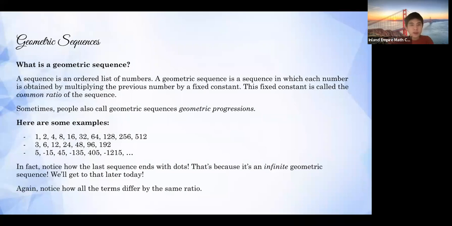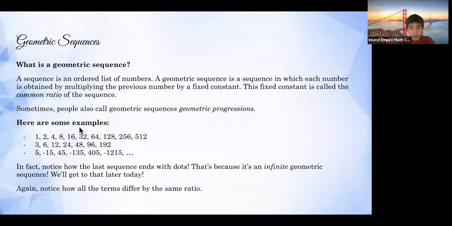So let's first start by defining what a geometric sequence is. As we covered in our arithmetic sequences class, a sequence is an ordered list of numbers. A geometric sequence is a sequence in which each number is obtained by multiplying the previous number by a fixed constant. This fixed constant is called the common ratio of the sequence. So right now we've introduced an idea called the common ratio.